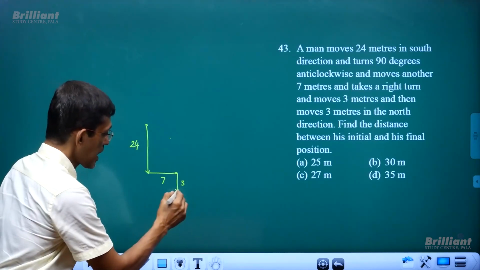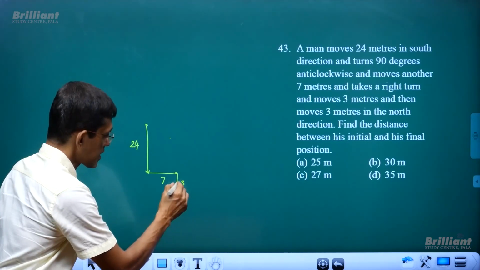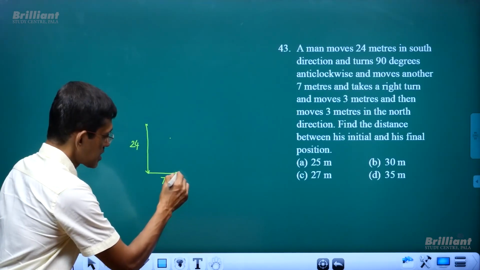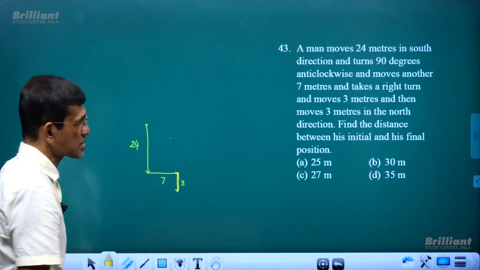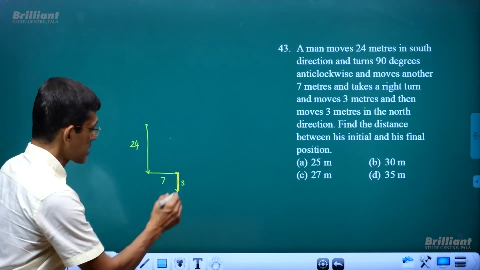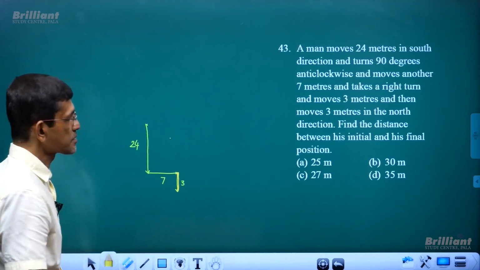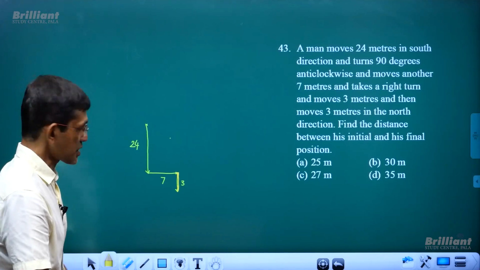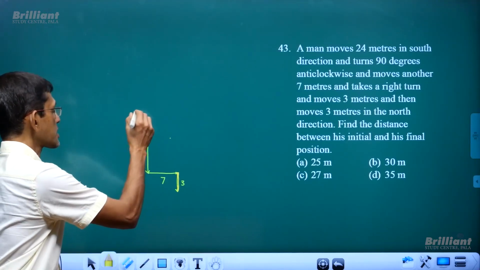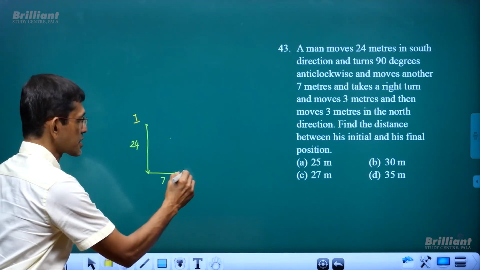he was going back on the same path. So I'll just use a different color. He's going back on the same path, 3 meters, exact same distance, 3 meters. So that means he reached here now. Find the distance between his initial and final position. So this is the initial position, this is the final position.